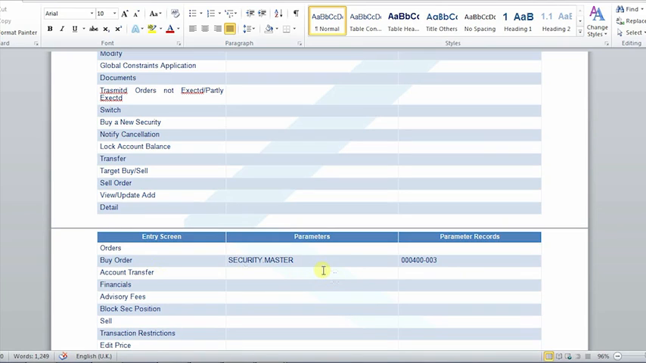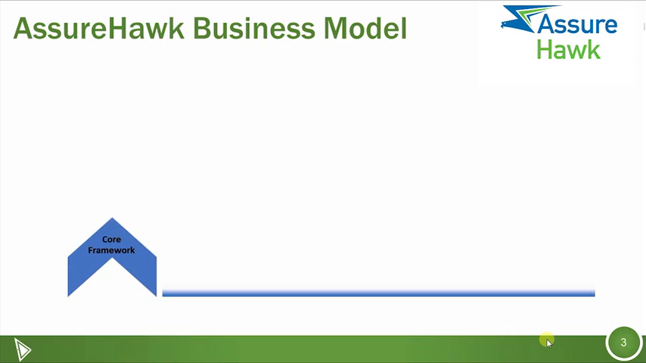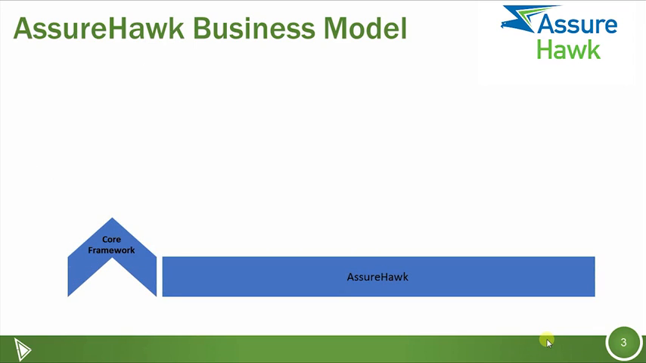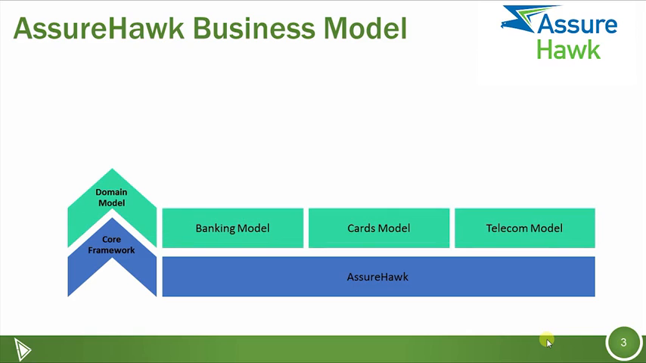Now I will go back to the presentation to take you through the steps we run in our platform in order to generate this. AssureHawk has been configured as a vertical agnostic platform, and therefore at the core of it you have that engine which is capable of being configured for multiple verticals. At this point of time we have configured for banking, and we are also working on a cards model for the credit card platform. It can also be configured for other verticals.